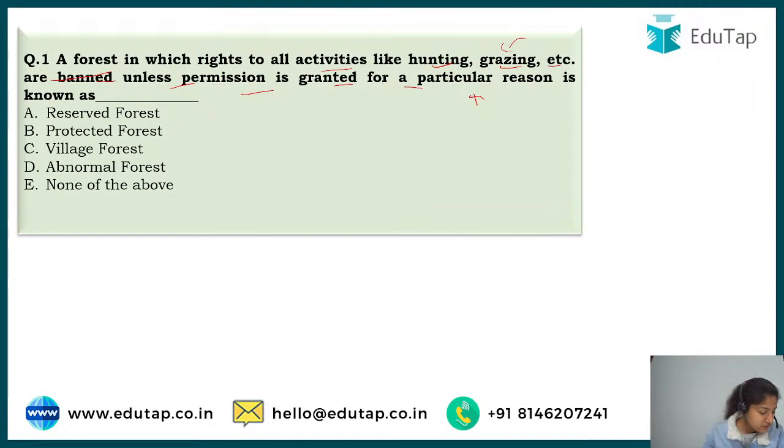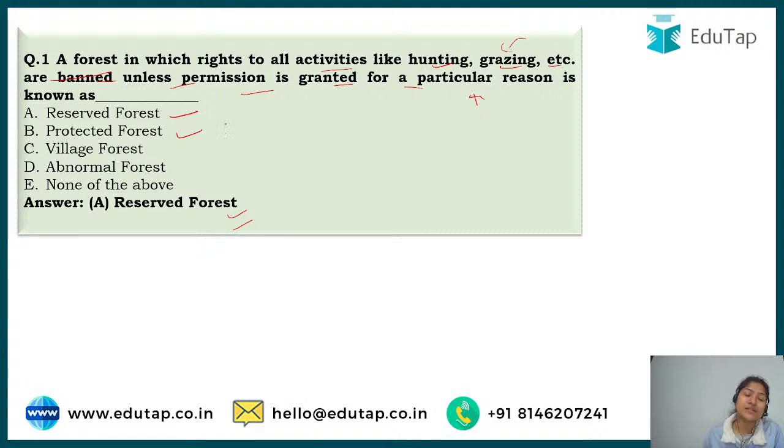The first answer is, okay, Gaurav comes up and says option number A, and yes, Gaurav is absolutely right. That is reserved forest. Reserved forests are those forests in which you cannot do any activity. So you understand what reserved forests are, right? Now what are protected forests?